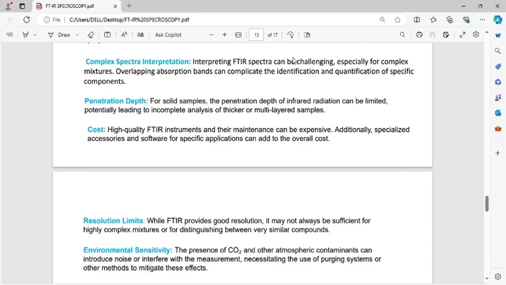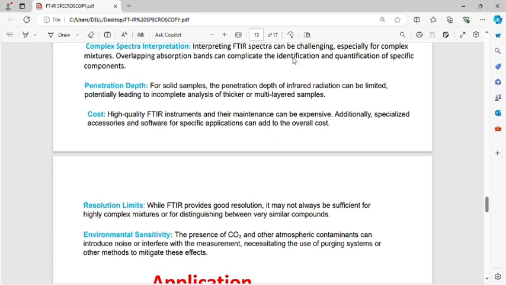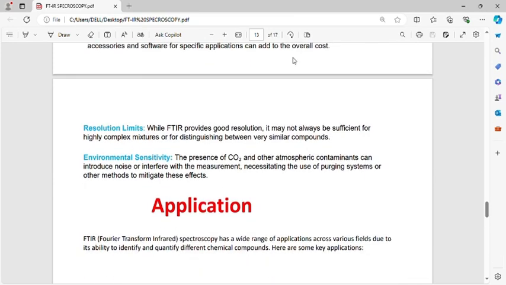High quality FTIR instruments and their maintenance can be expensive. Additionally, specialized accessories and software for specific applications can add to the overall cost. Resolution limits. While FTIR provides a good resolution, it may not always be sufficient for highly complex mixtures or distinguishing between very similar compounds.